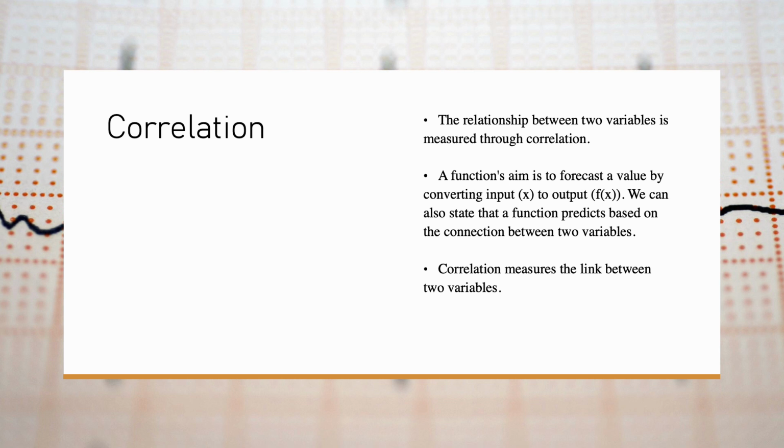Correlation measures the link between two variables. The goal of a function is to foresee a value by converting input, x, to output f of x. A function can also predict based on the relationship between two variables. Correlation quantifies the relationship between two variables. Correlation is a measure of a mutual link between two variables, whether or not it is causal. This degree of measurement could be used for any form of data, continuous and categorical. Although correlation reveals how it measures the reciprocal relationship, its presence does not provide solid proof of causality.